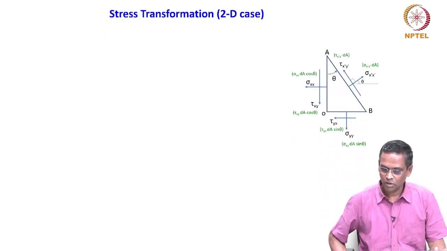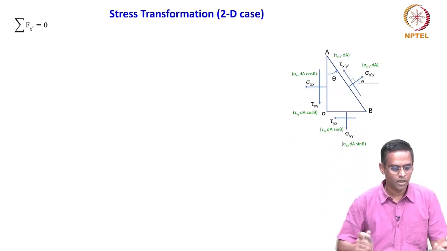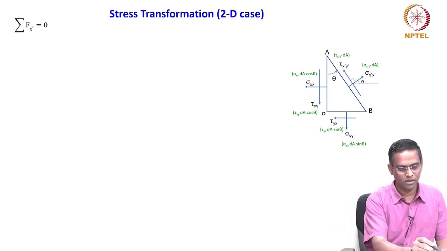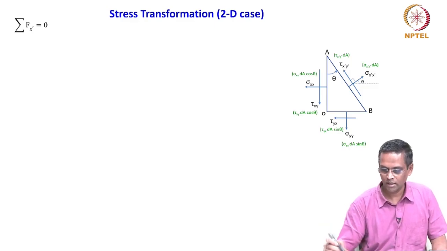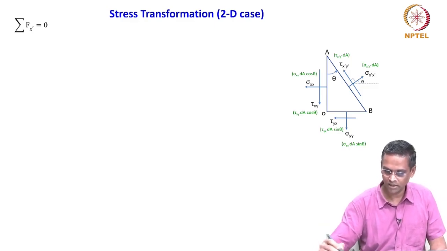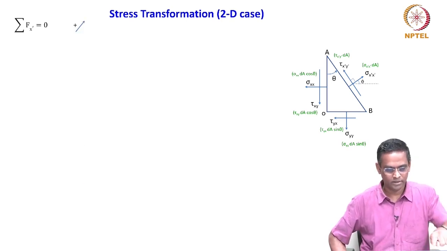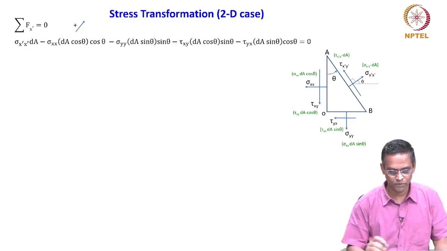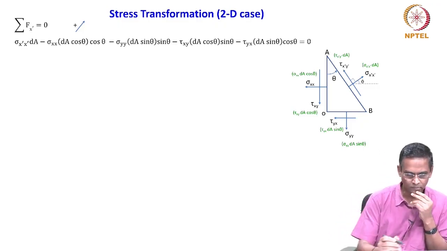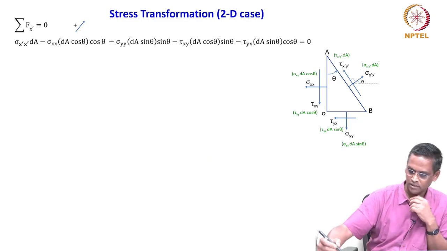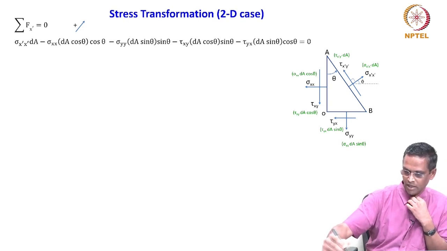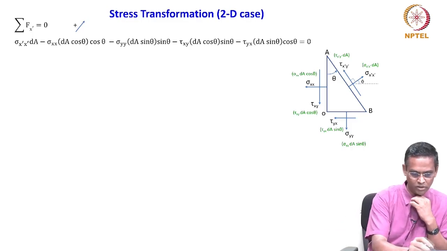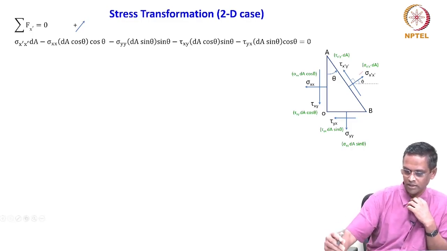Again, I will bring that geometry for your convenience. We are going to assume the net force is 0, and then write all the forces pertaining to this direction, following the sign convention we just talked about. Now let us look at this equation. Sigma x prime dA is the force acting on this, the normal force, and this area AB is dA.